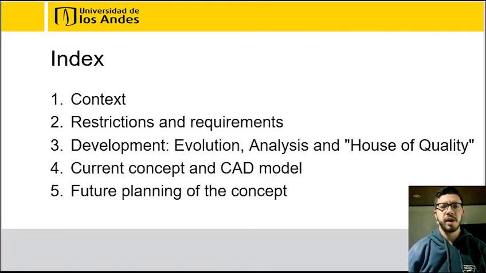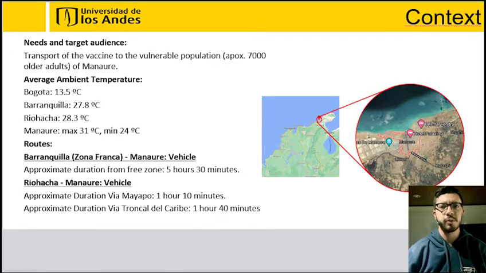We will expose at first the context in which the project will develop, as the impact population and transport considerations, among other points, followed by restrictions and requirements in which we have worked and have to continue working in this project. The third point is the development of the second sprint, the house of quality and the analysis of evolution of our device. In fourth place, we will see the current concept in the virtual presentations like CAD modeling. Finally, we will talk about our future planning for the concept and steps to be followed.